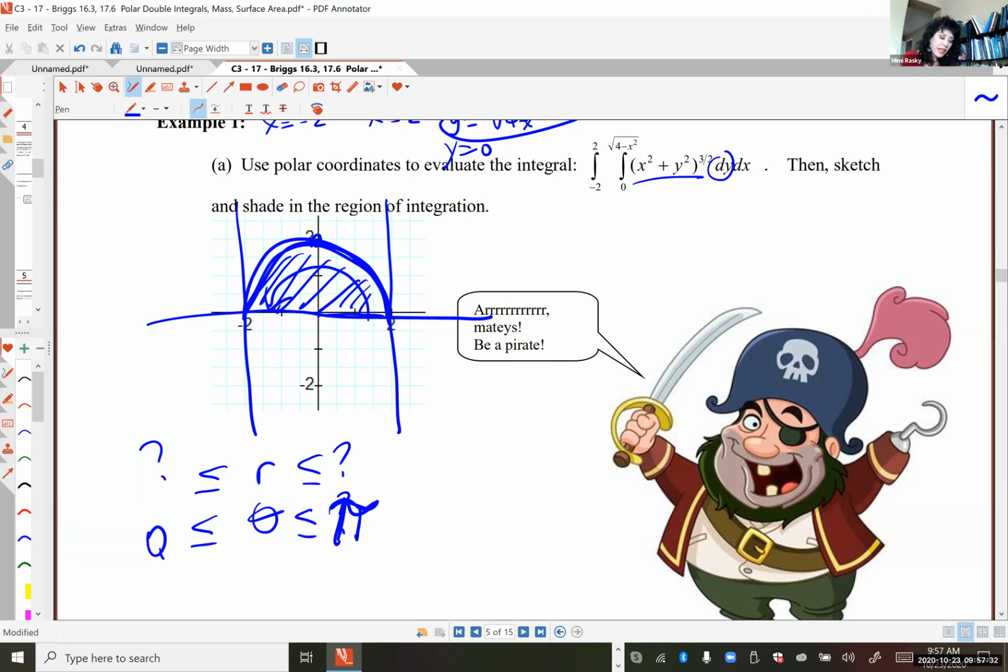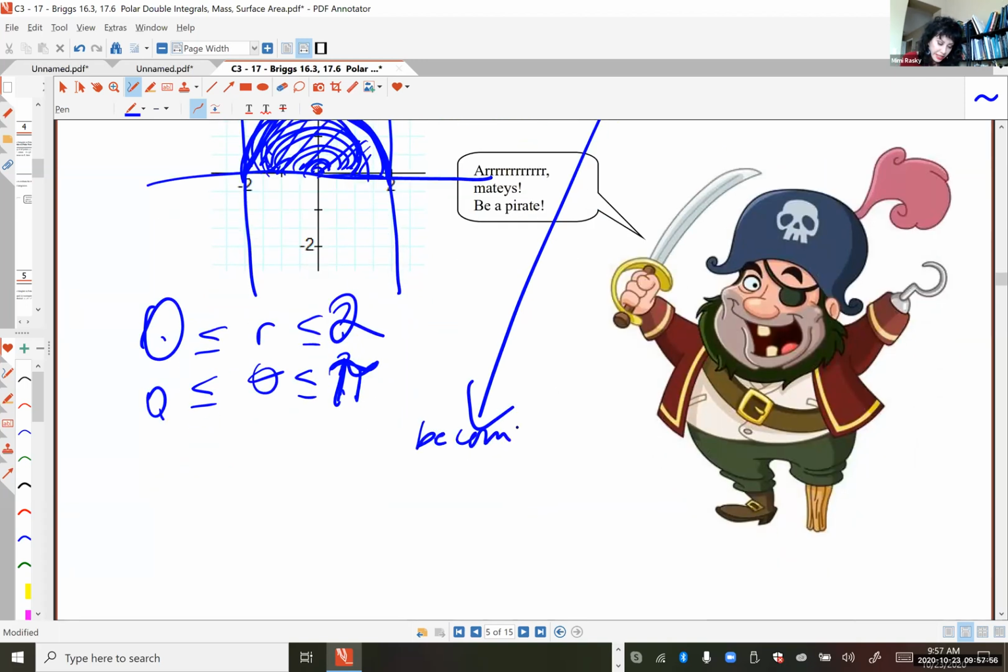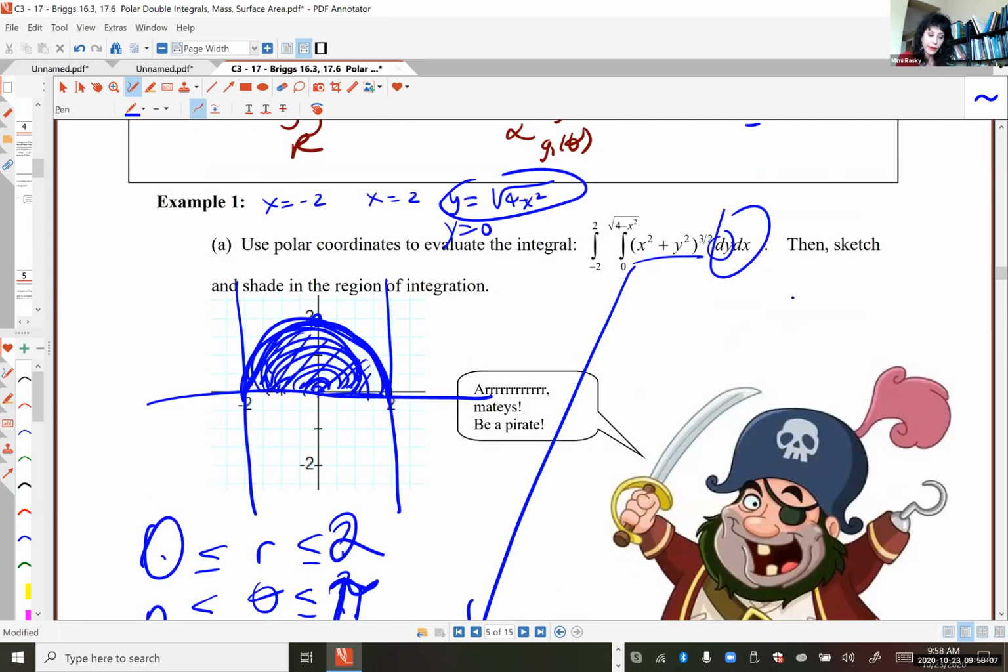Remember, r blooms outward. It kind of starts here at the 0 and then blooms out. 0 to 2. Very good. 0 to 2. Beautiful. So that's nice because it's going to make this sweet to integrate. Nice. So what am I saying? When I convert this puppy, this integral becomes this brand new integral. I've got 0 to pi. I've got 0 to 2. R dr d theta. That's what I replaced the dy dx with. R dr d theta.